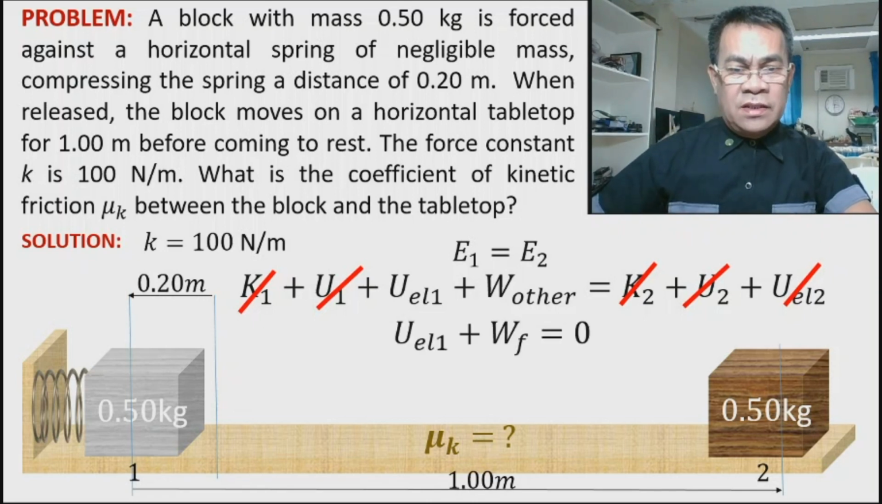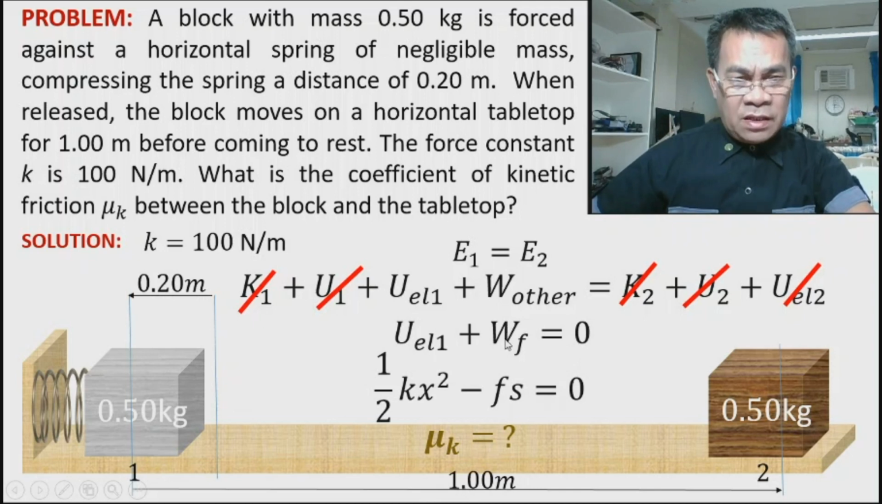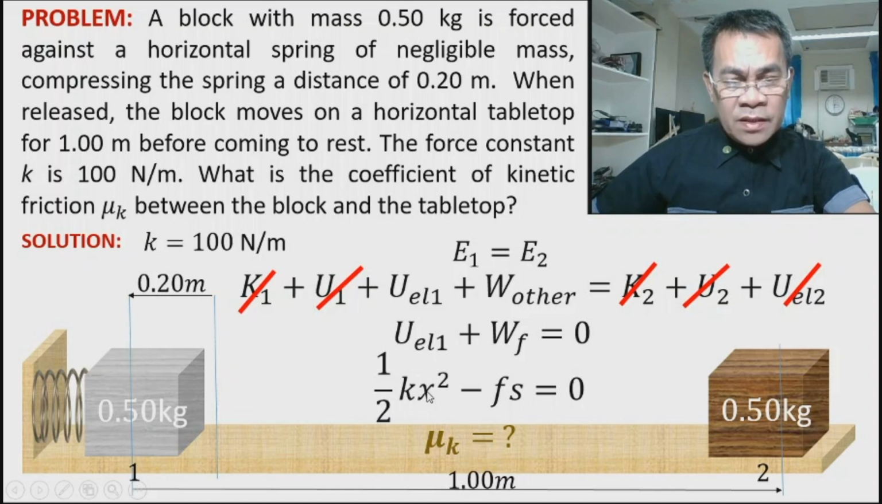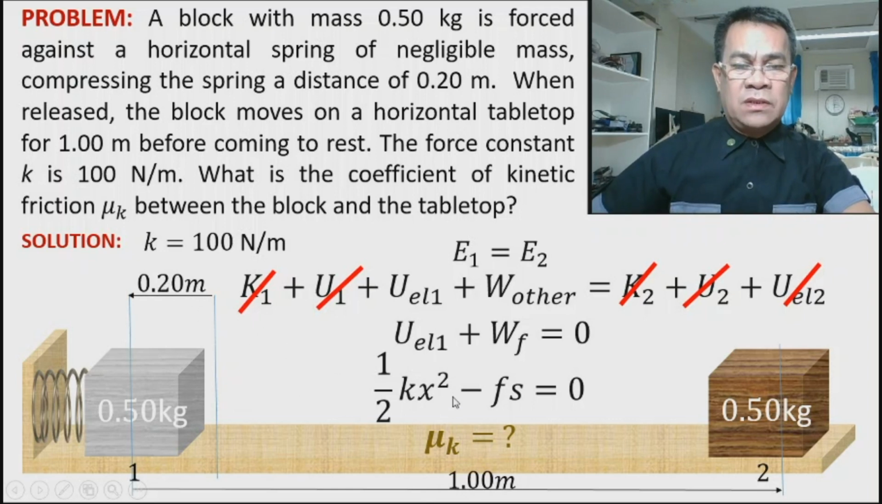So therefore, again, we have only the elastic potential energy plus the work done by friction minus 0, equal to 0. But take note that again, the work done by friction is negative, and it is equal to the frictional force multiplied by the displacement. The displacement is 1 meter, so nothing to worry. The x squared, this is the definition of the elastic potential energy, 1 half kx squared. Remember in video number 4, the elastic potential energy is 1 half kx squared, where x in our problem is 0.20 meter, and the spring constant is 100 Newton per meter.